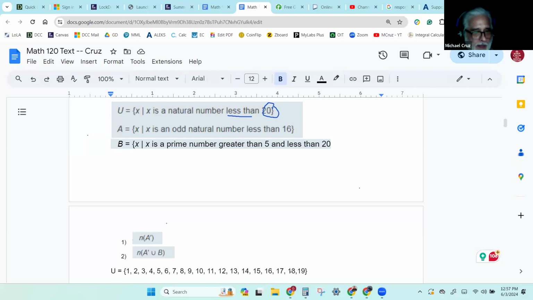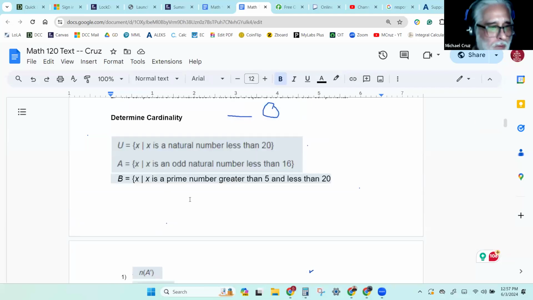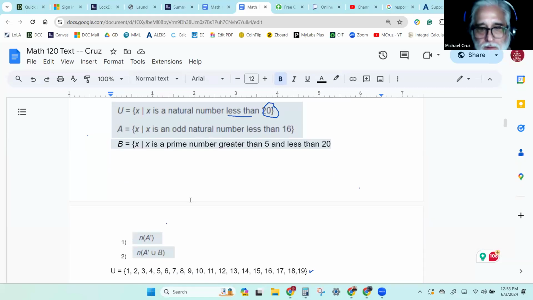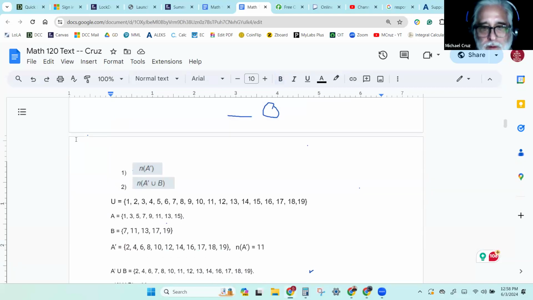As you see right there, I wrote it out for us. You've got to watch wording, because if it says less than or equal to 20, you would include the 20, of course. Just less than, then leave off that number. A is an odd natural number less than 16. Okay, so that's 1, 3, 5, 7, 9, 11, 13, and 15. And that's it right there.